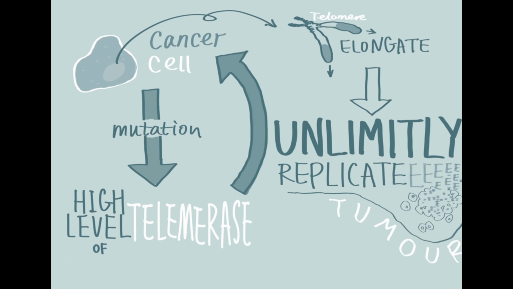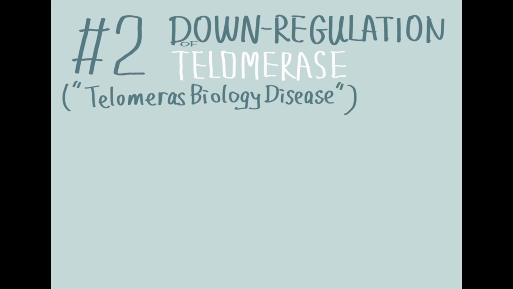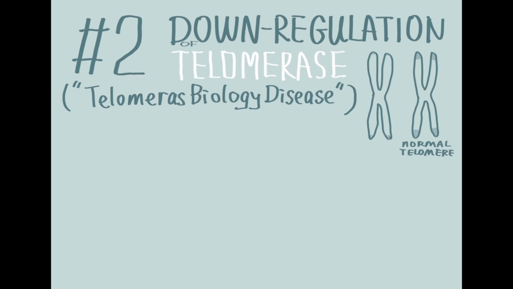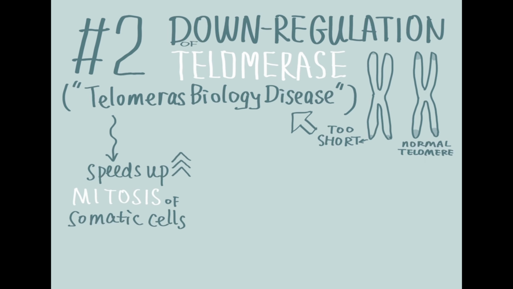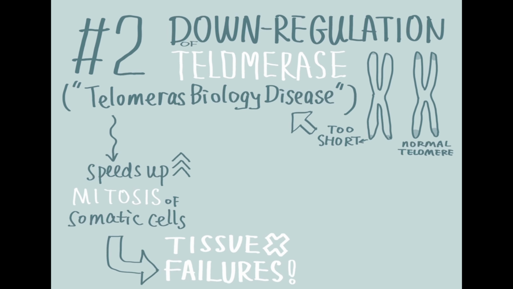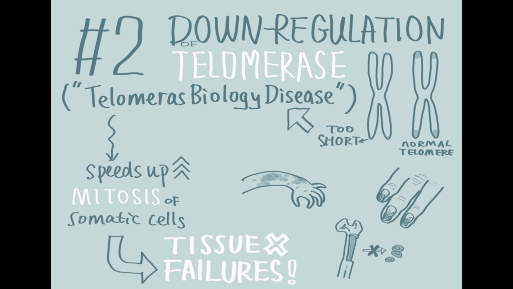In contrast, another group of diseases is caused by the downregulation of telomerases, known as telomerase biology disease. These diseases are characterized by extremely short telomeres, which impede tissue cell mitosis and lead to tissue failures. Symptoms include abnormal skin pigmentation, dystrophic nails, and bone marrow failure.